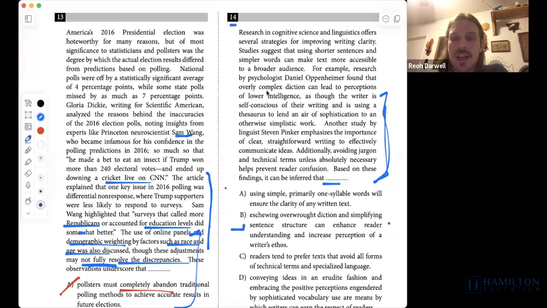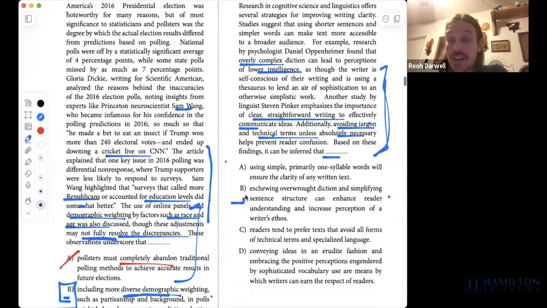Well, we see that these things are bad, and these things are good, and these things are good to do because these things, jargon and technical terms, are bad, right? So let's translate B: eschewing overwrought diction, meaning avoiding overly complex diction, and simplifying sentence structure, which is right here, can enhance reader understanding and increase perception of writer's ethos. That's perfect, right?